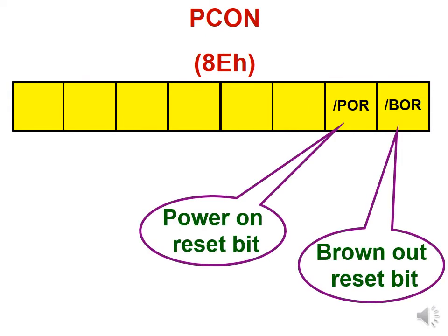PCON contains 2 bits. These are the brownout reset bit and the power on reset bit. These bits indicate the respective type of reset that would have occurred. BOR indicates that there was a brownout reset. POR will indicate that there was a power on reset.